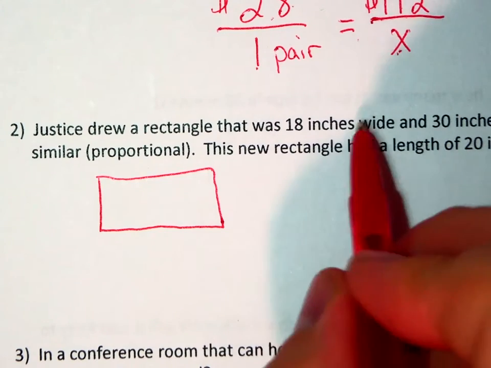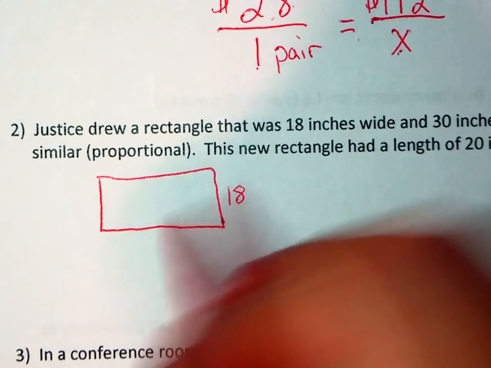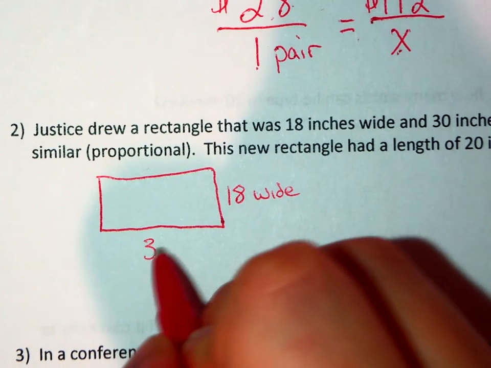So this says that we have a rectangle that is 18 inches wide and 30 inches long.